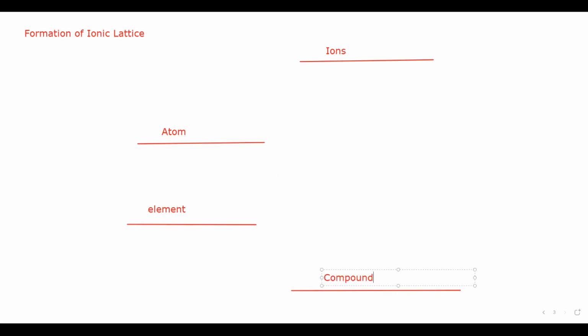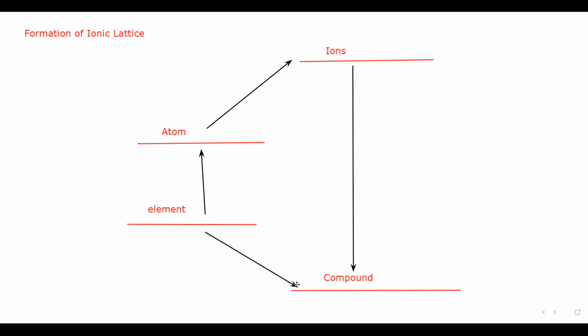So, formation of an ionic lattice, what are the possibilities? First, the element absorbs energy and turns into atoms. Then the atom loses or gains electrons: positive will lose an electron, negative will gain an electron. So we call that they will form ions, and these ions come together and form a compound. Or what is the second possibility? That elements directly form the compound.